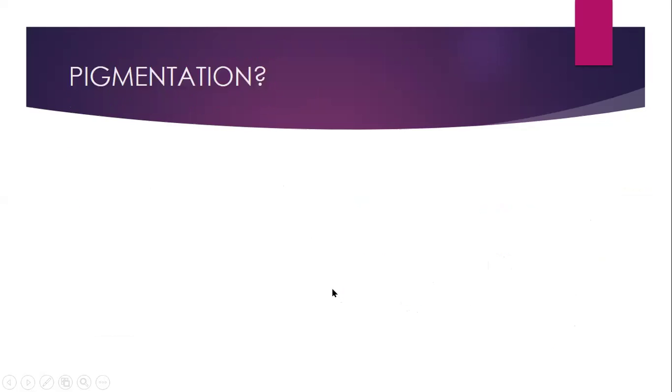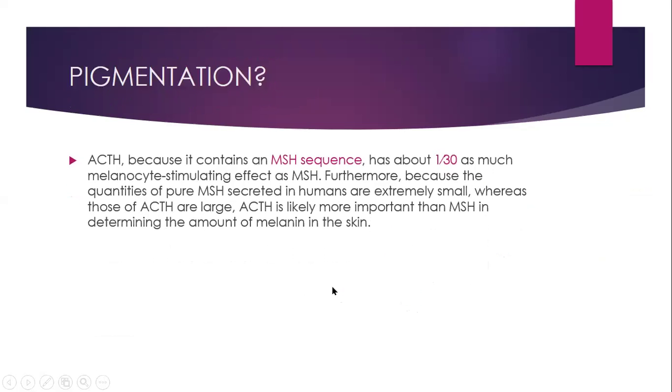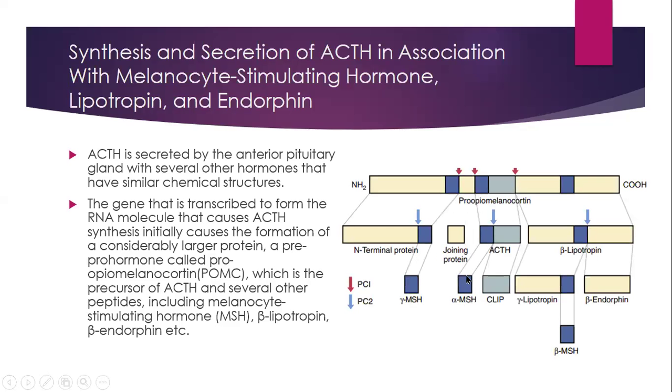So which is which? Now for pigmentation, it is worth noting that even though MSH is more potent, or the pure form of MSH is more potent in terms of helping to produce melanin, it is usually quantitatively less within your body. The levels of pure MSH in your body are extremely small. And thus, it is thought that pure MSH doesn't contribute to melanin production in the skin. But ACTH, as we have seen before, has an alpha MSH activity.